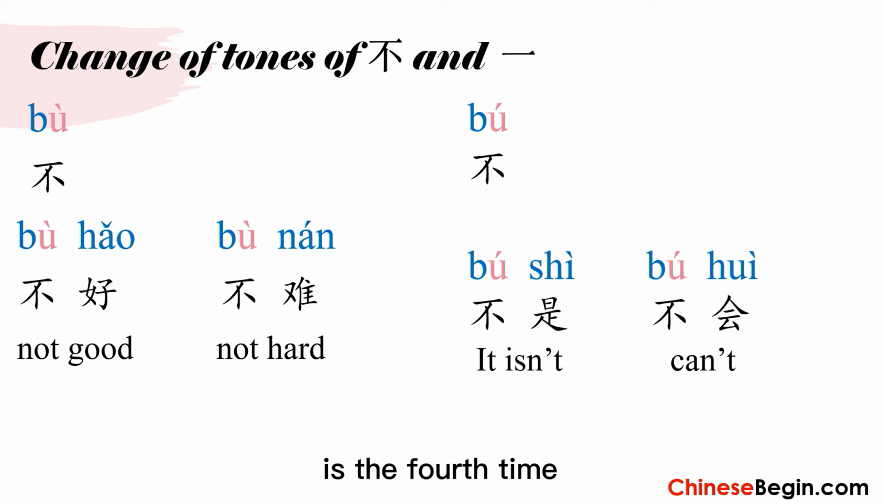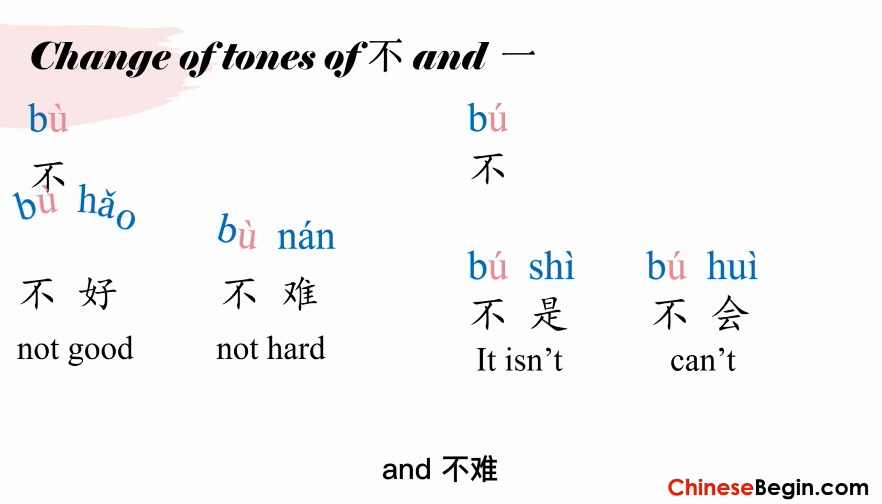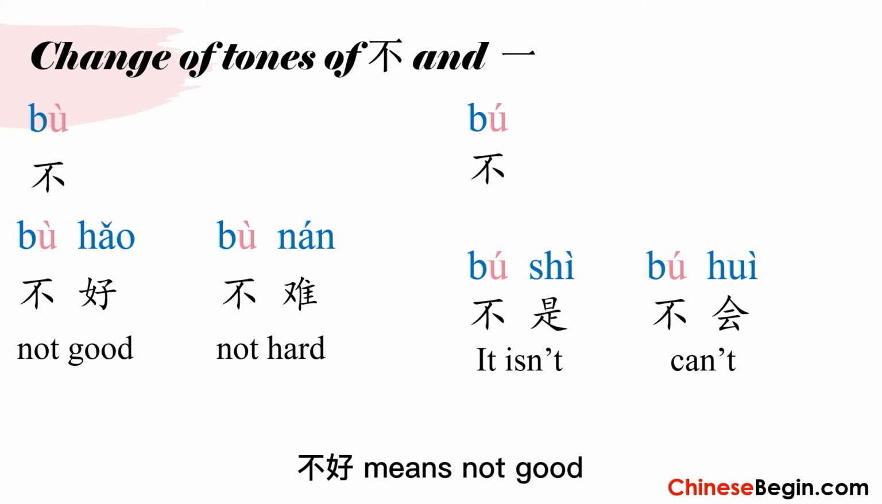The basic tone for 不 is the fourth tone. For example, 不好, 不难. 不好 means not good and 不难 means not hard.